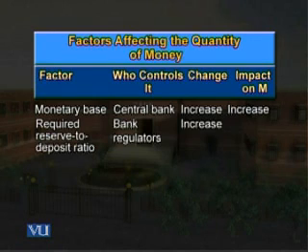Then comes the second component. The second component is the required reserve to deposit ratio. And who regulates it? The bank regulators, the policy makers. They decide about the required reserve ratio. And if we assume a change and that change is an increase, what will happen to the quantity of money? The quantity of money will decrease.